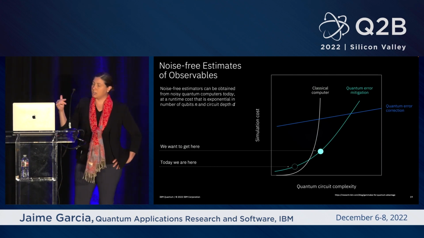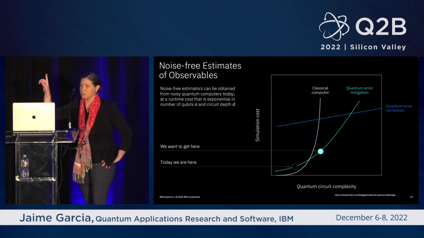Quantum error mitigation, however, also has an exponential. It's exponential in the number of qubits and the circuit depth.